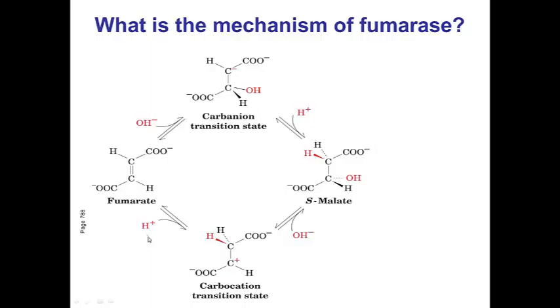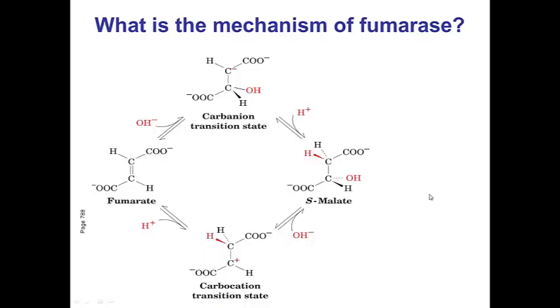The other possibility is if we first added the proton. This forces the electrons to come back from the double bond, or what the proton is actually added to, leaving this carbon as a carbocation, which then can be resolved by adding the negative hydroxyl group. And once again, we have malate.